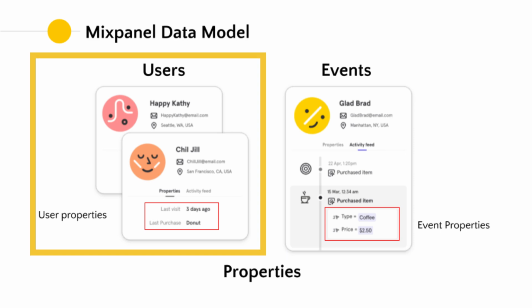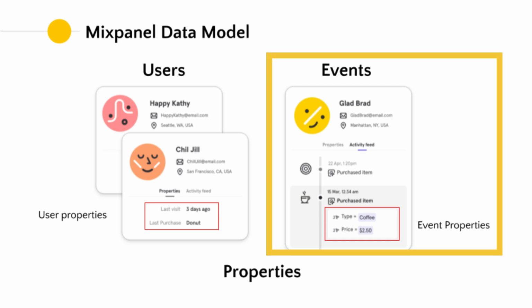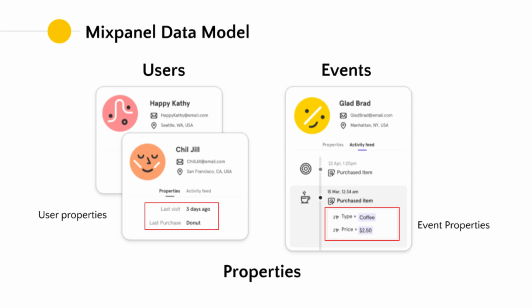That's it. A user is just the who, the person using our app. And an event is the what, the specific action they took, like clicking a button or viewing a screen. If you can remember who and what, you've pretty much got Mixpanel figured out.